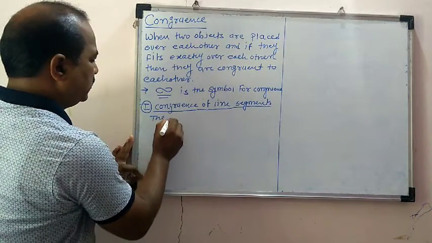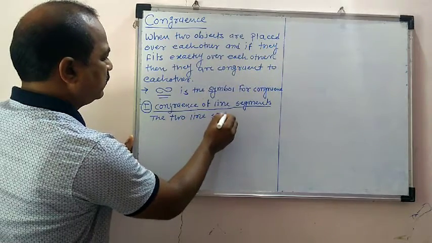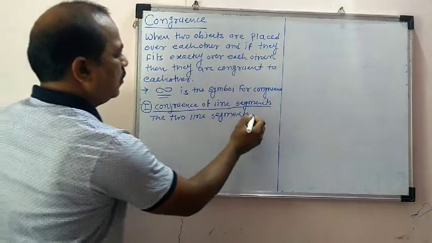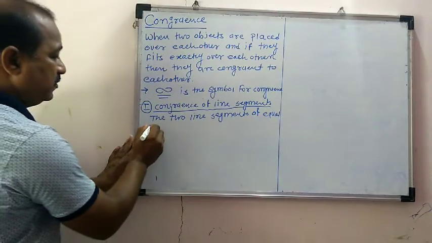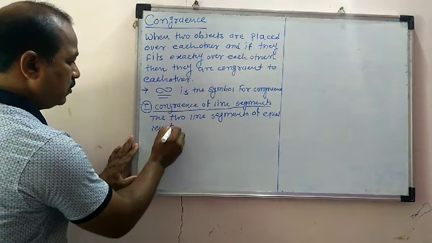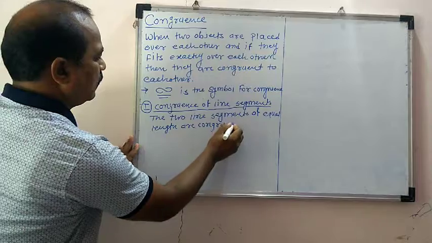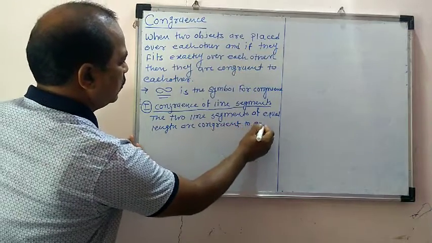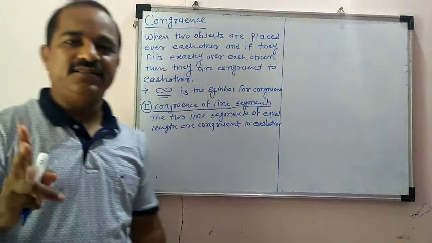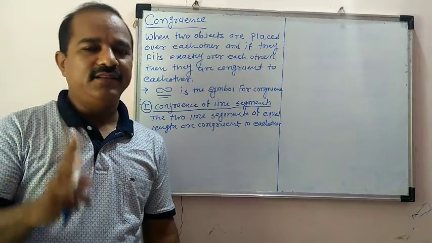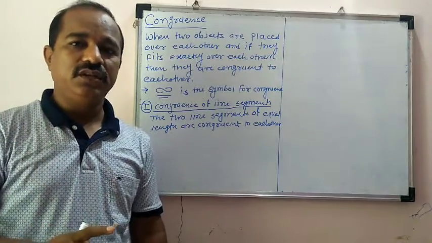The two line segments of equal length are congruent to each other. Means if you have two line segments and their lengths are equal, then we say that the two line segments are congruent to each other.